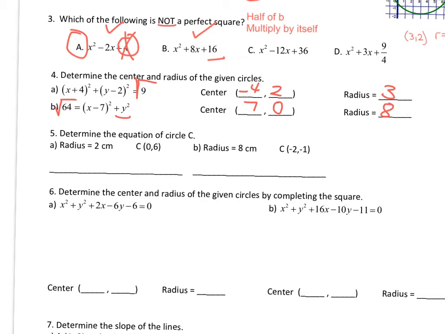Next one, determining the equation of the circle, we would have x squared plus y minus 6 squared, switching signs, is equal to that radius squared, so that's 4. The next one, switching signs, will have x plus 2 squared plus y plus 1 squared is equal to that radius squared, so 8 squared is 64.